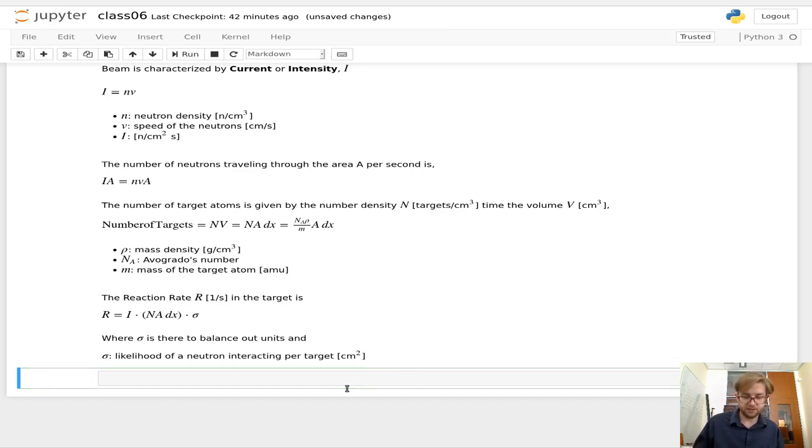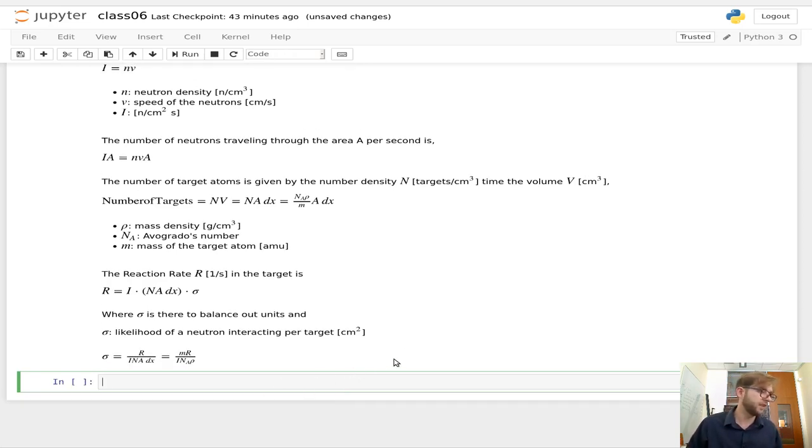And so if we wanted to rearrange this, we could say that sigma equals the reaction rate divided by the intensity of the beam times the number density times the area of the target times the thickness of the target. Or if we wanted to convert that to a mass expression, this is equal to the mass of the target atoms times the reaction rate divided by the intensity times Avogadro's number times the mass density rho. Okay? So that's what we get.